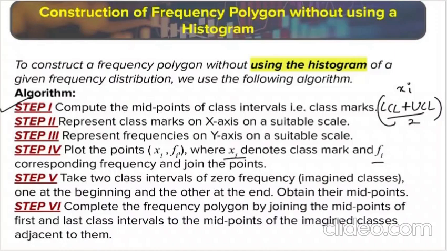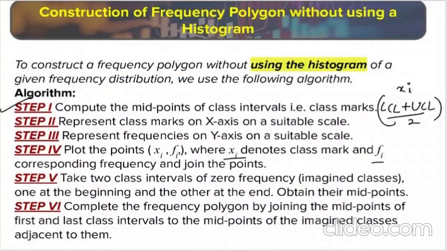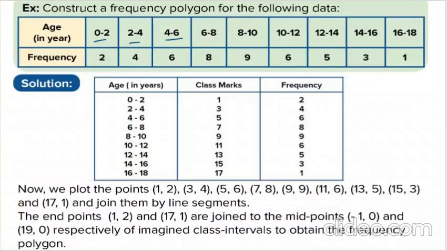So first step is compute the midpoints of the class intervals. ठीक है, this is class interval 0 to 2, 2 to 4, 5 to 6. ठीक है, what you have to do is compute the midpoints. ठीक है, जो क्लास मार्क्स है, क्लास मार्क्स मतलब उनके मिड पॉइंट्स. 0 to 2 का मिड पॉइंट क्या है? 1. 2 to 4 का क्या मिड पॉइंट है? 3. So that you will write it.